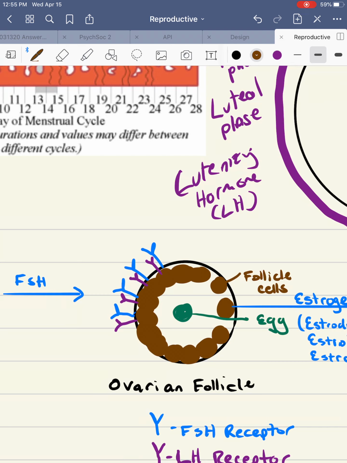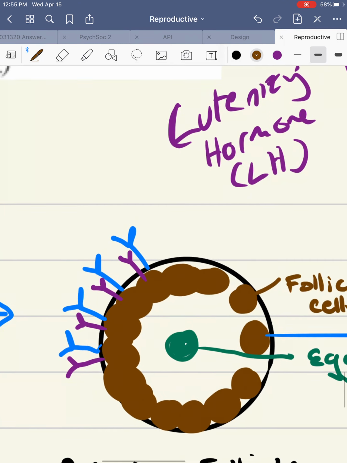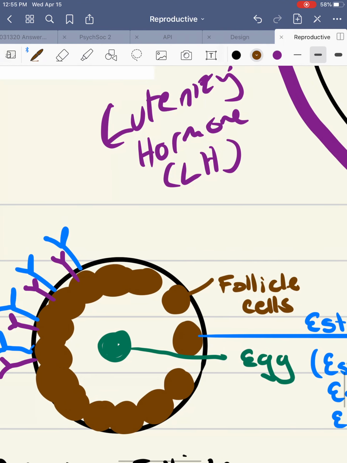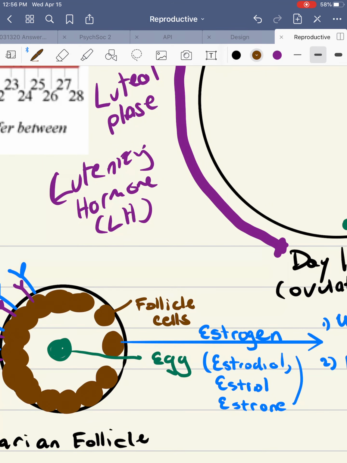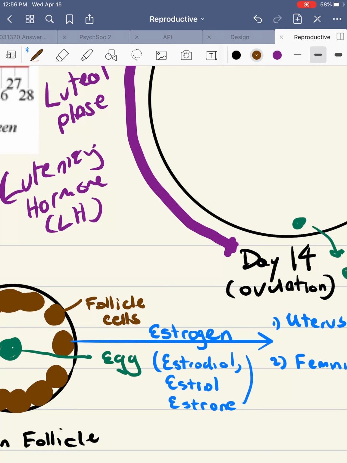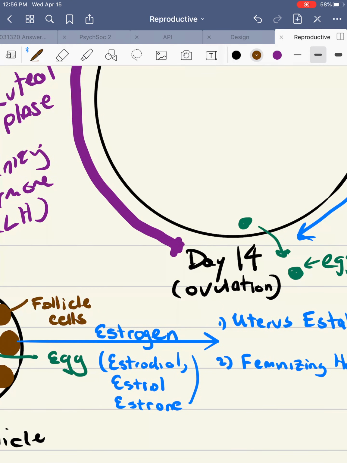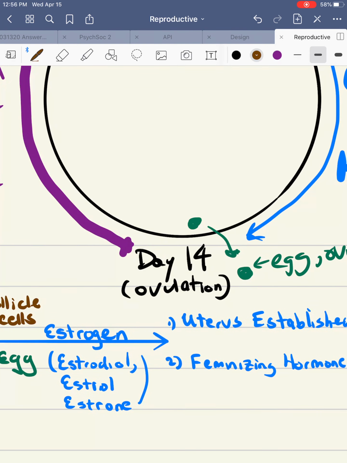So the FSH is going to bind onto the follicular cells, specifically the FSH receptor of the follicular cell. Since FSH is a tropic hormone, since FSH will bind onto the follicular cells, it's going to cause the follicular cells to release estrogen. And estrogen will bind onto the uterine lining.